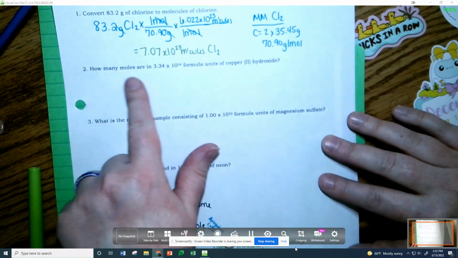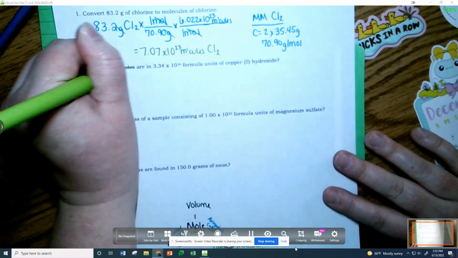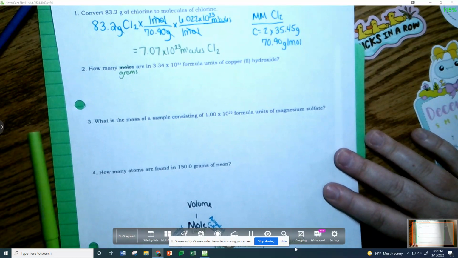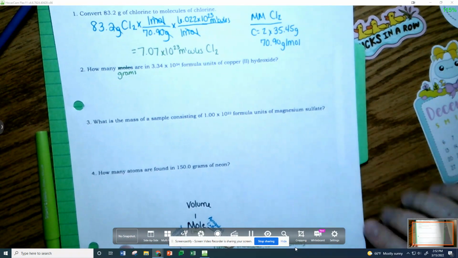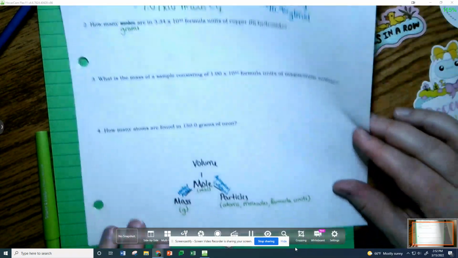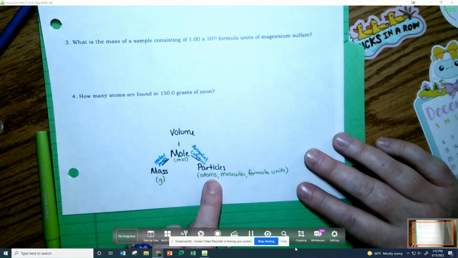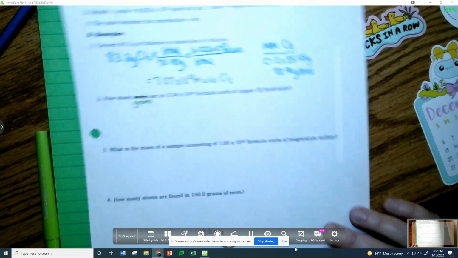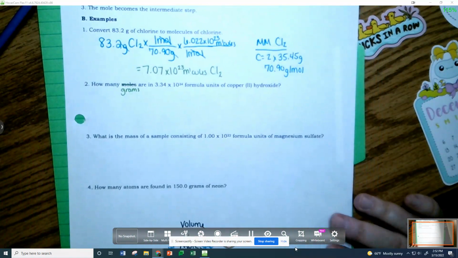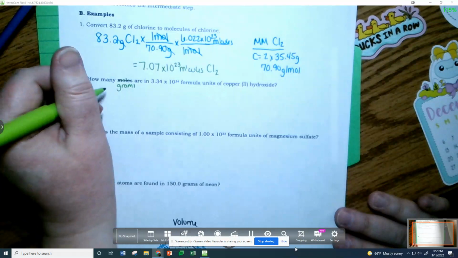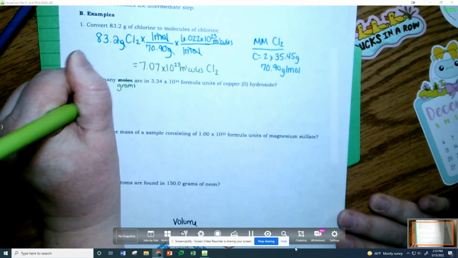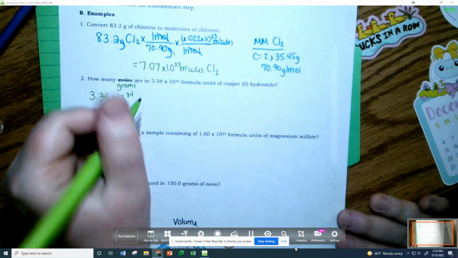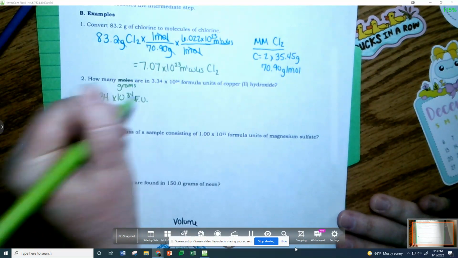In number 2, this really should say how many grams, that was a typo on my end, are in 3.34 times 10 to the 34th formula units of copper 2 hydroxide. So we're doing the opposite here. We're starting at particles, wanting to end at mass. Like problem 1, this is going to require 2 steps to solve. So I'm going to go ahead and start with my given of 3.34 times 10 to the 34th. And we have formula units, I should say.